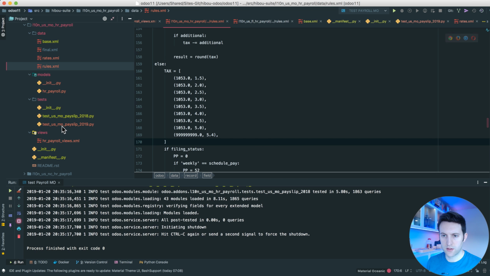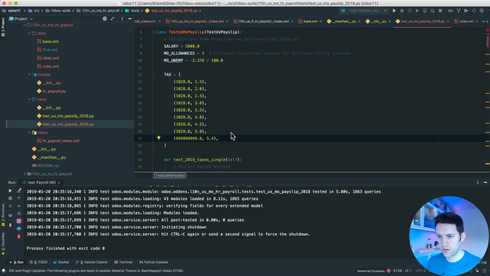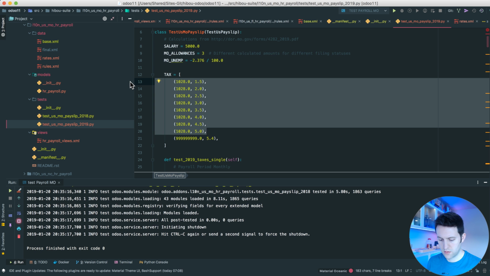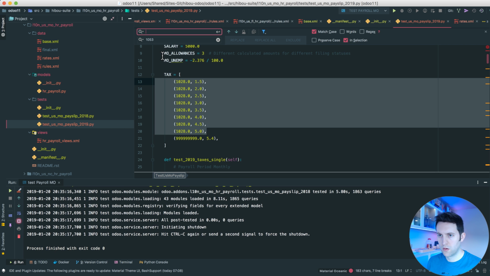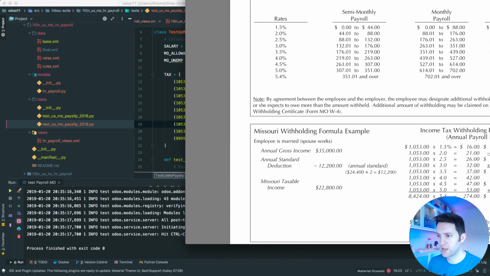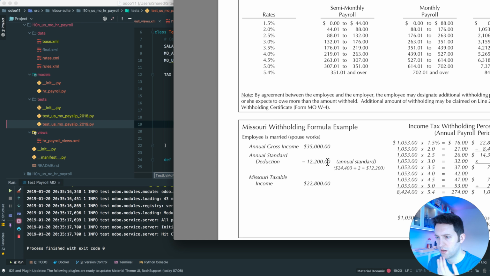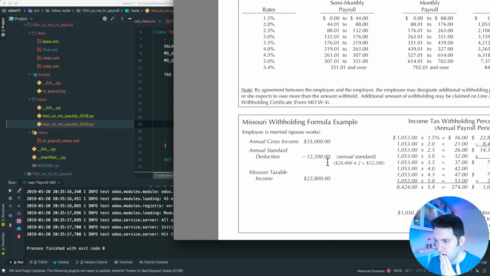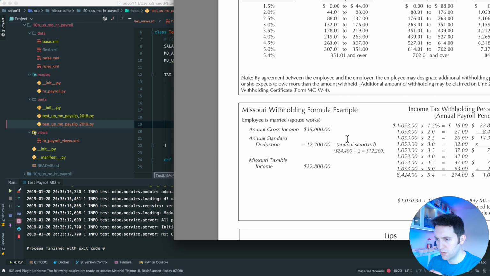And I'll need to do that in the test as well. So let's go find that tax rate here. Okay. Now they always take the annual standard deduction and divide it by 2. So there's that 24th. I don't know why they do it like this. Why is the annual standard deduction divided by 2?